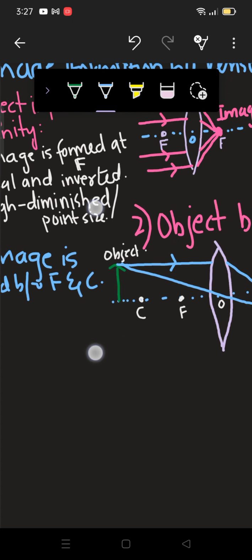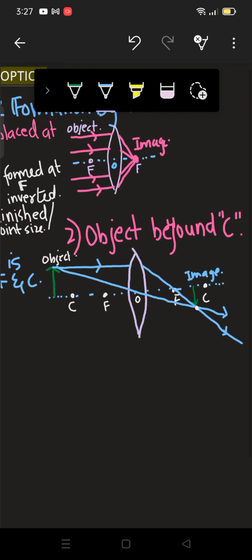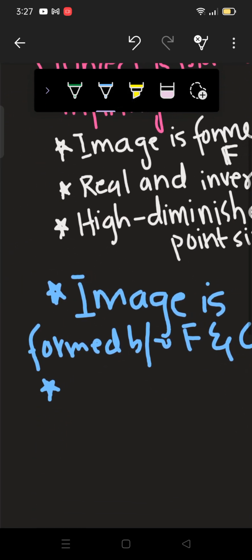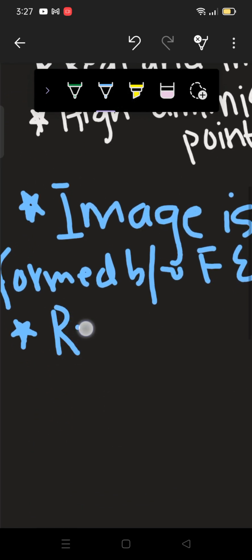What is the second property? The image is real and inverted. As you can see, the image is formed on the other side of the lens, like the object is placed on one side and the image is formed on another side. So the image is real, and if it is real, then it is always inverted. So the second property is real and inverted.